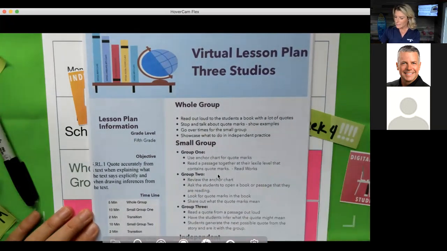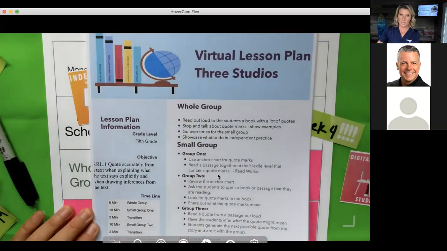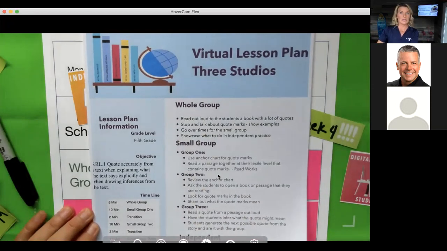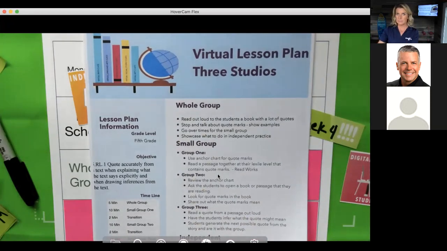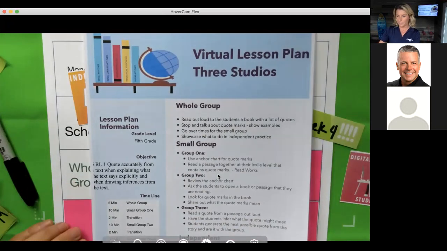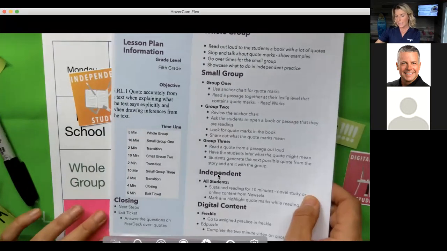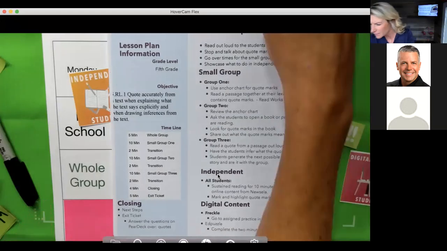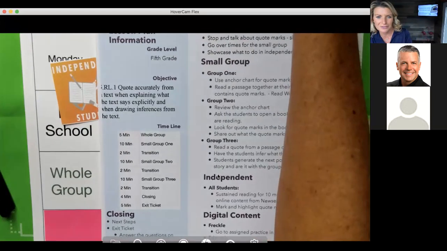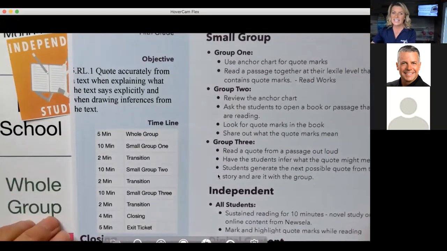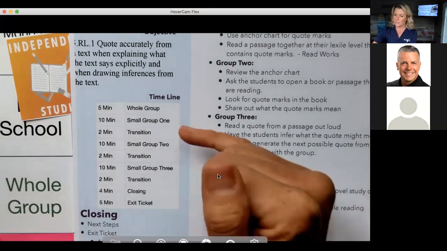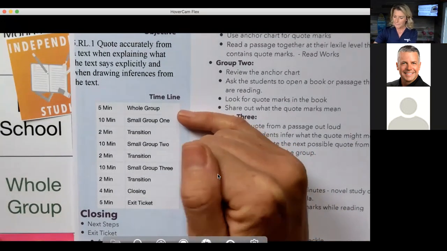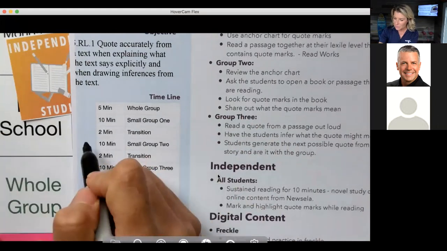My 5th grade lesson this time is about quotes and using quotes in stories, because again, it's closer to the first part of the year, but you can change it up to whatever works for you. This is the time frame. If you take a look at my time frame here, I'm going to zoom in so you guys can see it better. I'm going to start out with a 5-minute whole group. Now look at my transition time.